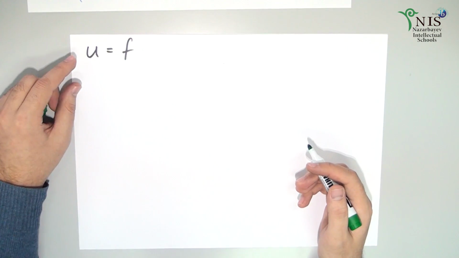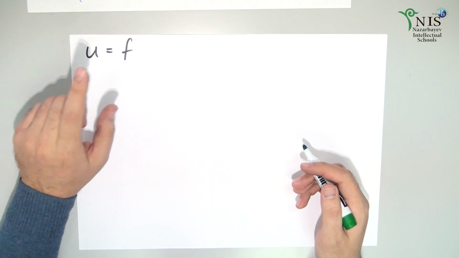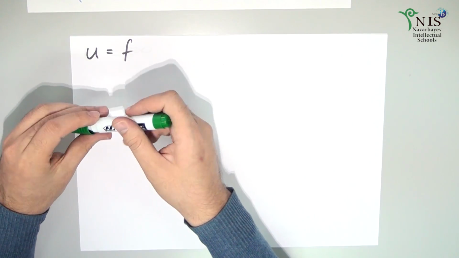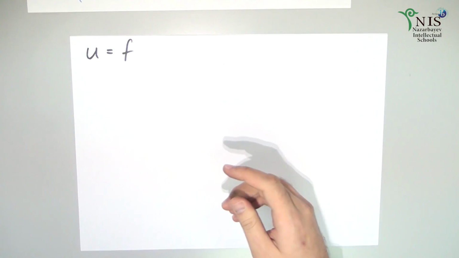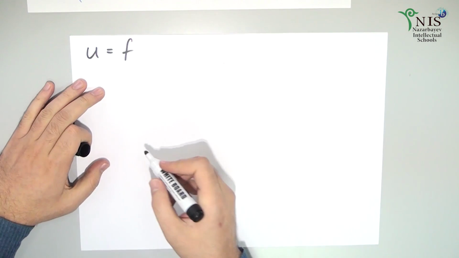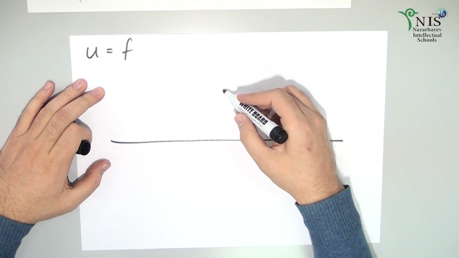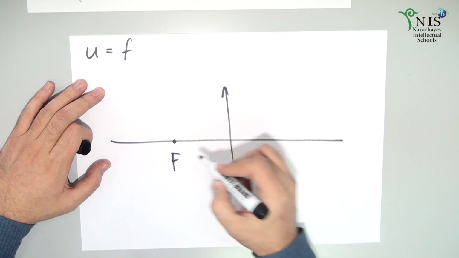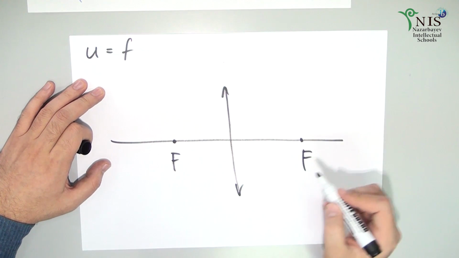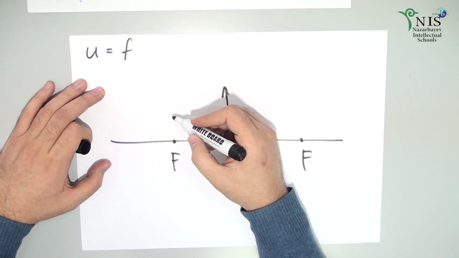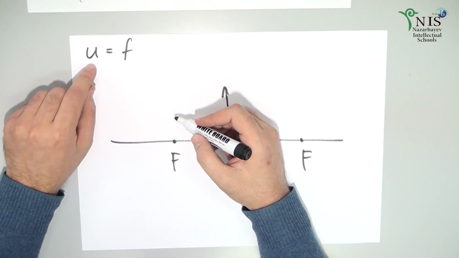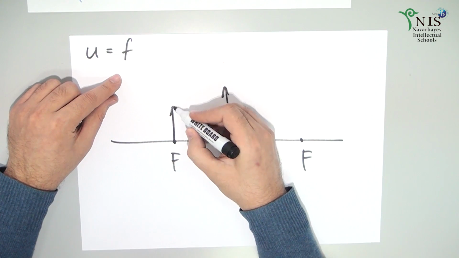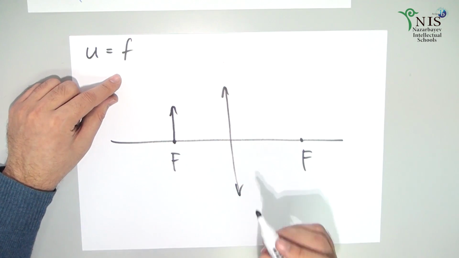What will happen if the object is located at the focal point? Here is the principal axis, and our convex lens has two focal points at the same distance. So the object distance is the same as the focal length. The object is located on the focal point.